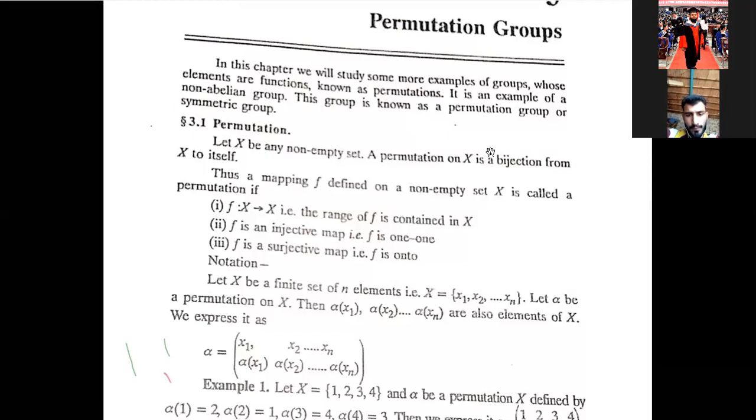Let X be a finite set of n elements, that is, if X has n elements x1, x2 up to xn, and let alpha be a permutation on X. Then alpha of x1, the image of x1, alpha of x2, the image of x2, up to alpha of xn are also elements of X. Now we express alpha in the first row as x1, x2 up to xn, and in the second row, the image of x1 which is alpha of x1, the image of x2 which is alpha of x2, and up to xn, the image of xn which is alpha of xn.